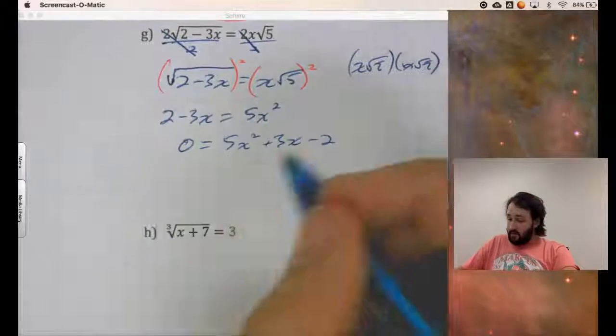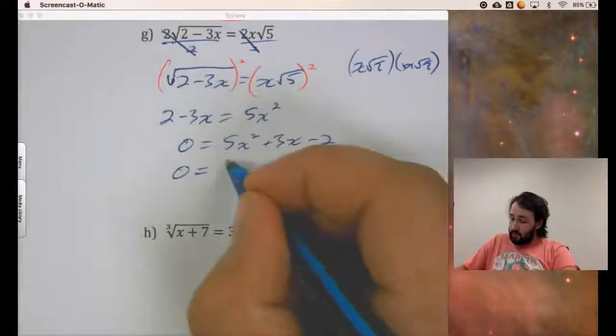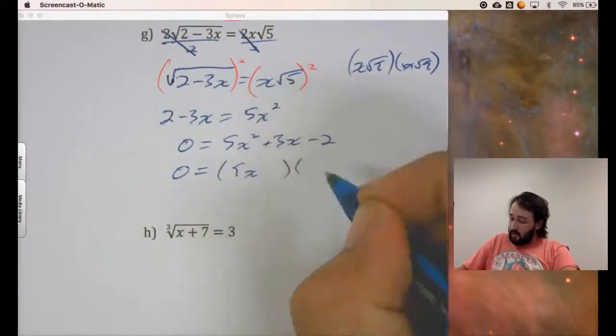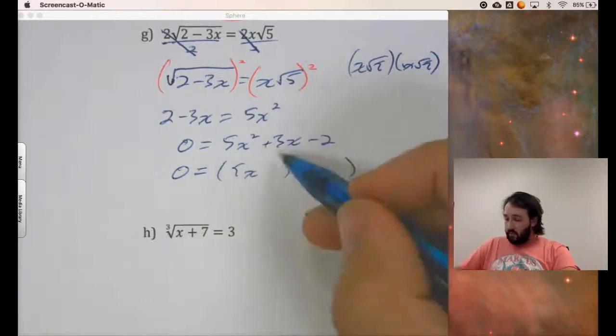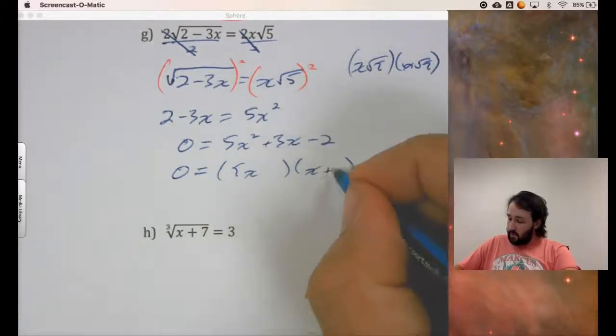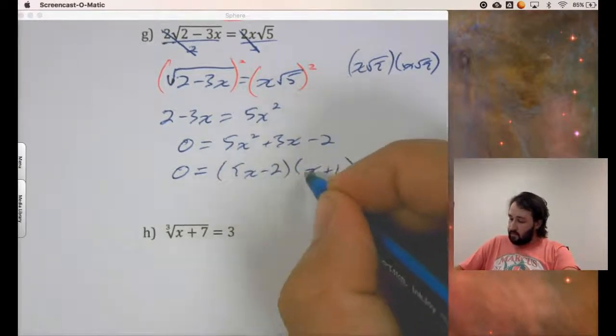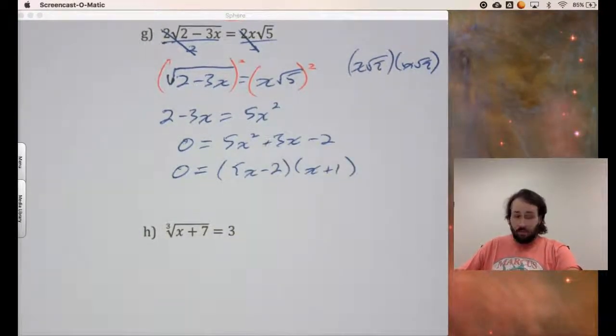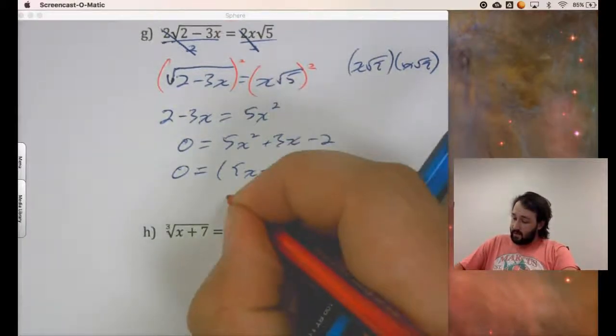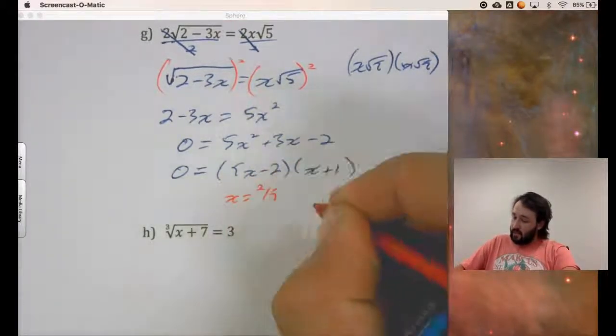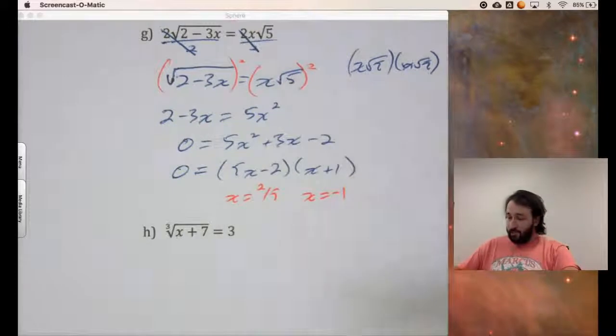Now let's try to factor this thing. So we have 0 equals 5x and x. So now in order to get 3, let's see, if I do plus 1, that would give me plus 5, and then negative 2, so that's minus 2. So that is how we factor that one. Now this gives me x equals 2 over 5 and x equals negative 1.